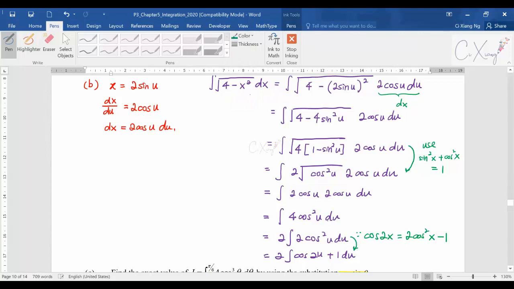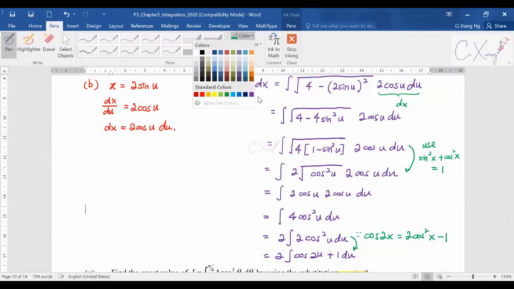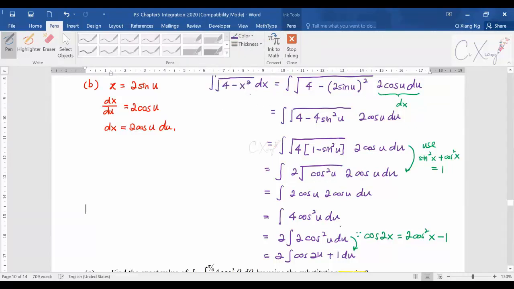What I need to do here is because I know that I cannot straight away integrate cos square u, but I can integrate something with cos power 1 of u. So I apply the identity in chapter 3 to make my equation become cos power 1. Then only I can continue with my integration. So after this step, I can continue here.